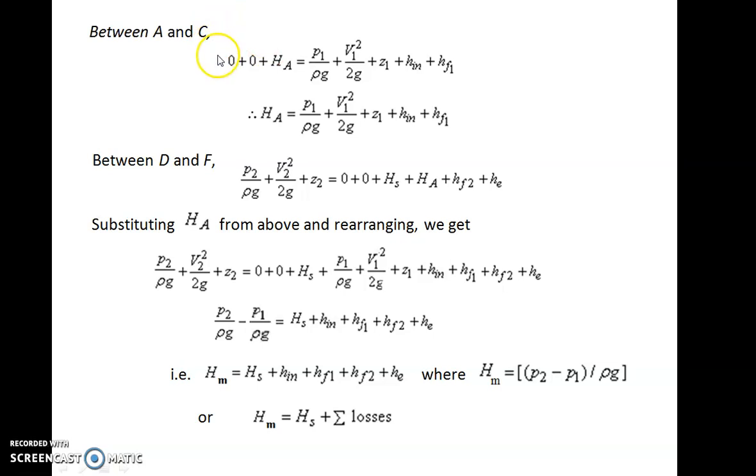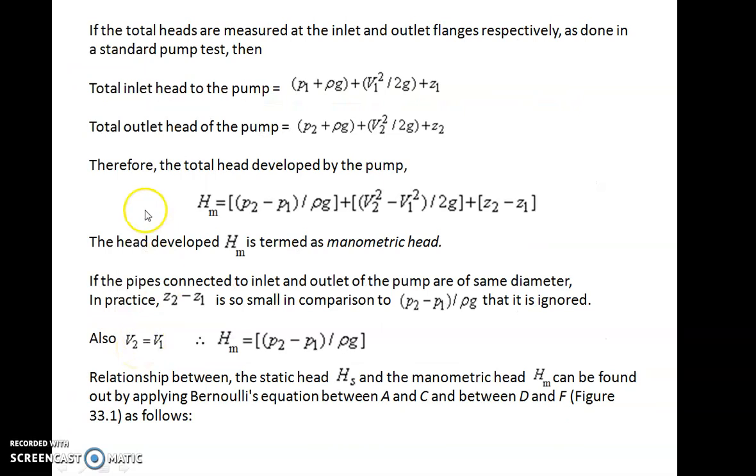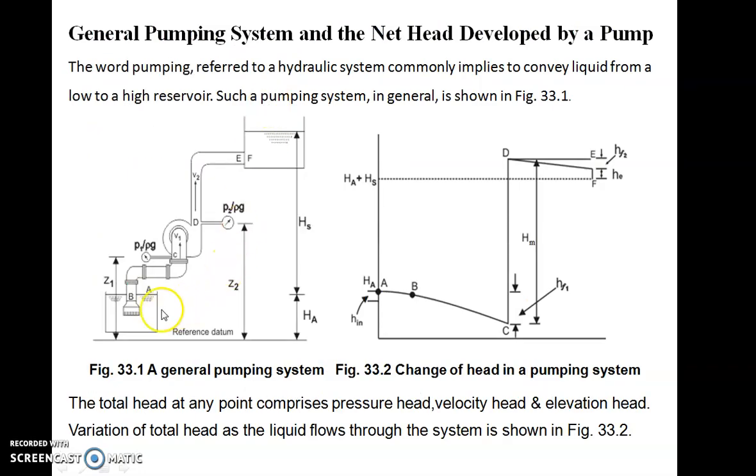Now if you apply Bernoulli's equation between point A and C, the pressure at point A is atmospheric pressure, and the level of point C from the datum level is Z1. At point A, the kinetic energy and the pressure, that is atmospheric pressure, are both 0, plus HA, which is the datum level of point A.